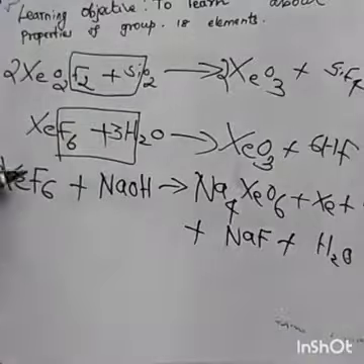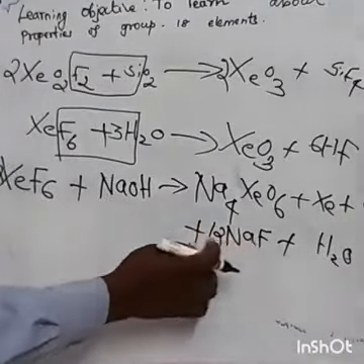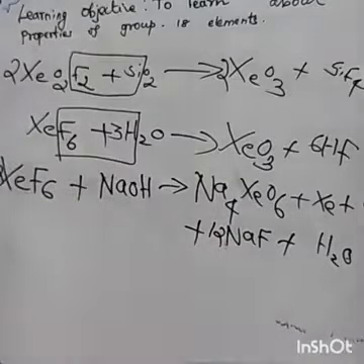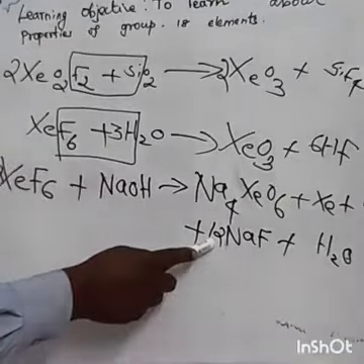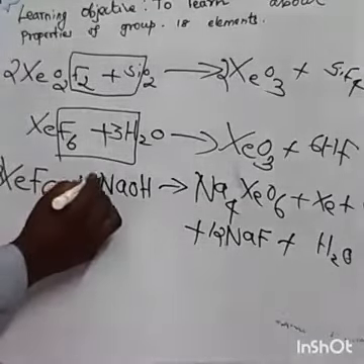How much fluorine is there? 12 fluorine, make it 12 here. So fluorine balances. What about the sodium? 12 plus 4 sodium. How much sodium is there? 12 plus 4, 16. So here make it 16.